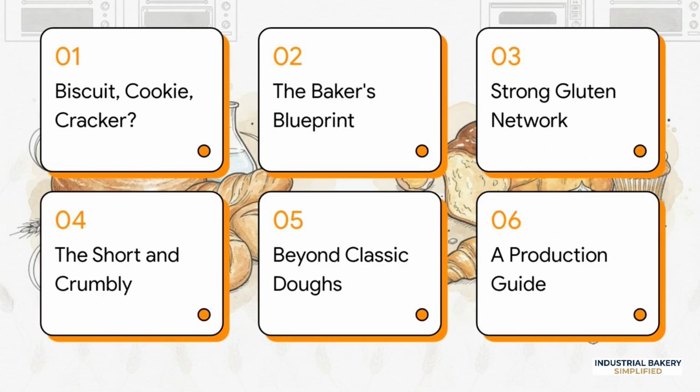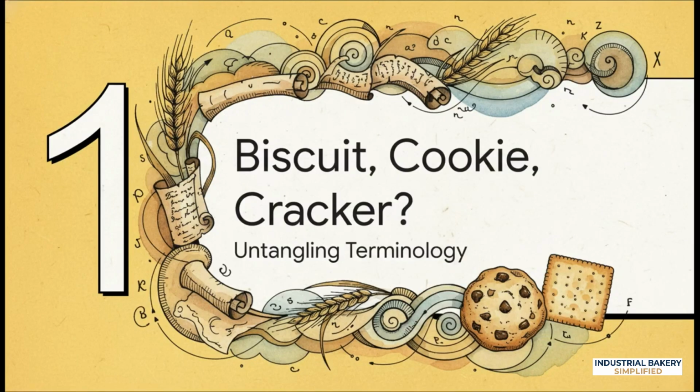So here's our plan. First, we are going to untangle all that tricky terminology. Then, I'm going to introduce you to the Baker's Blueprint itself. We'll explore its two extremes, the strong and the crumbly. We'll also look at some really cool exceptions. And then, most importantly, we'll see how this blueprint is a practical, must-have guide for anyone who actually makes these products.